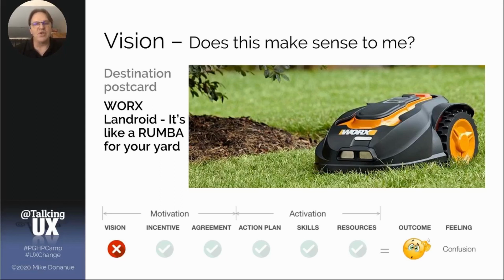Now, if you don't have a strong vision, you can anticipate, or you should be on the lookout for, signs of confusion. This is a clear indication that your vision is not clear to everybody.